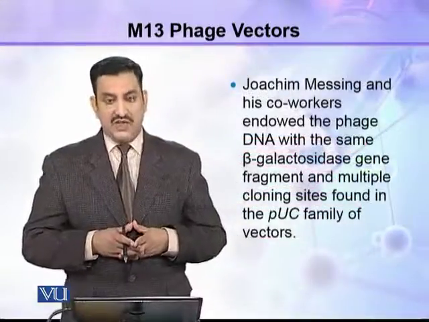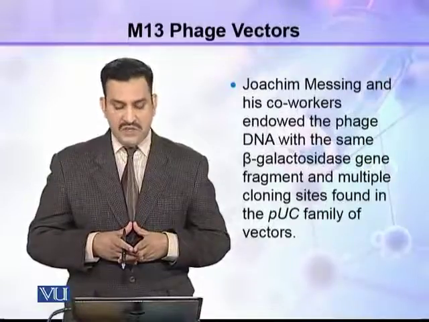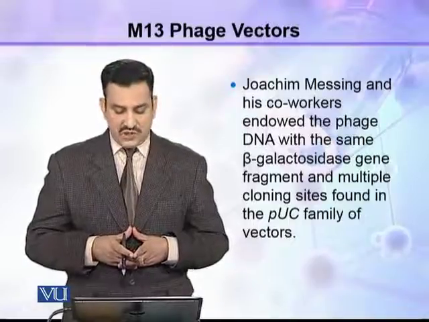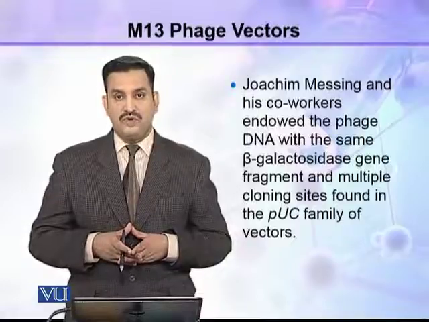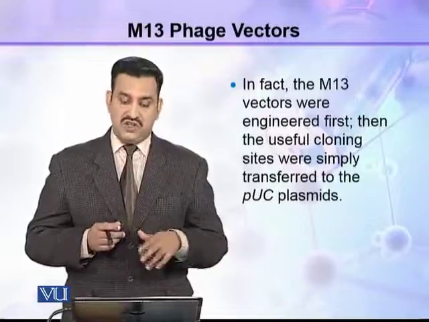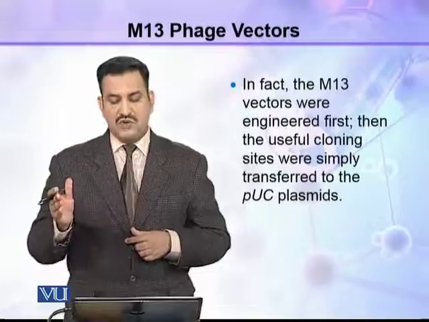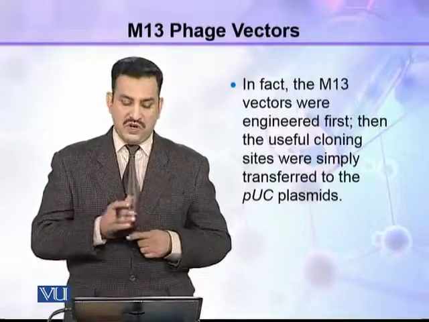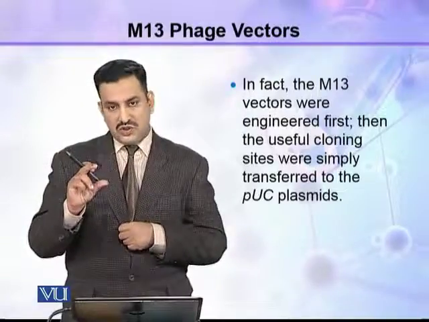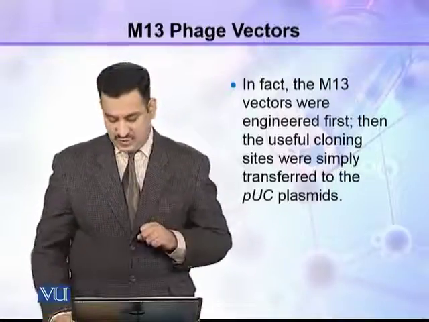Joachim Messing and his co-workers endowed the phage DNA with the same beta-galactosidase gene fragment and multiple cloning sites found in the PUC family of vectors. In fact, the M13 vectors were engineered first, then the useful cloning sites were simply transferred to the PUC plasmid. So ये जो M13 वेक्टर्स हैं ये पहले बने थे और बाद में इनकी जो MCS जो है यूजफुल क्लोनिंग साइट्स जो हैं इनको ट्रांसफ़र किया गया था PUC प्लाज्मिड में.